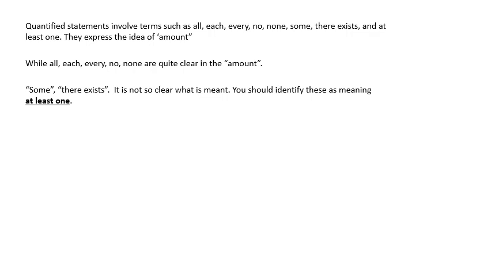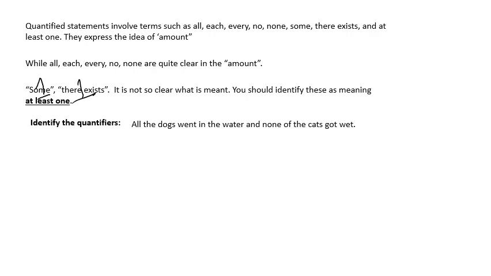Well, this is what you should do. You should identify these as meaning at least one. As we will see, we should think of some as being one. There exists, meaning at least one, so identify it with one. We want to identify the quantifiers in the following statements. All dogs went in the water and none of the cats got wet. Where are our quantifiers? Our quantifiers are all and none.